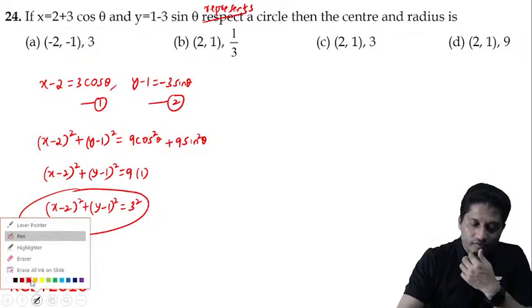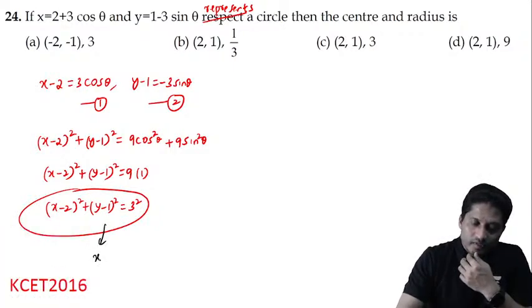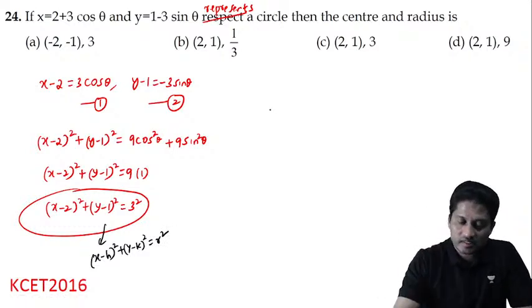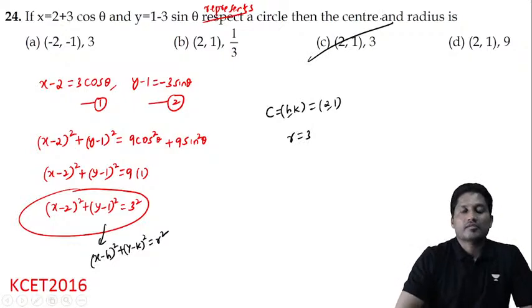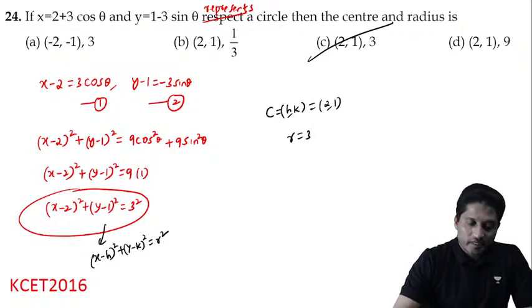Now this is of the form x minus h the whole square plus y minus k the whole square is equal to r square. So it's a circle whose center h comma k is equal to 2 comma 1, and the radius is equal to 3. Center 2 comma 1, radius 3. That is the option. Right? Let's move to the next question.